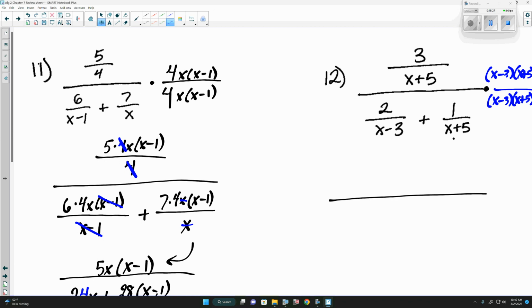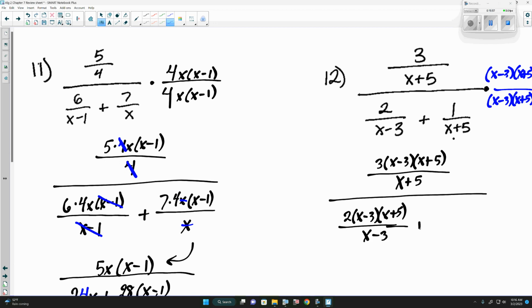Now we can multiply through, so the numerator will have 3 times x minus 3 times x plus 5 over x plus 5. Now, as I'm writing this out, we don't necessarily have to do this, because if we know the x plus 5 and x plus 5 will cancel, we could just rewrite the numerator as 3 times x minus 3. The denominator, we could say 2 times x minus 3 times x plus 5 over our x minus 3, plus x minus 3 times x plus 5 over x plus 5.